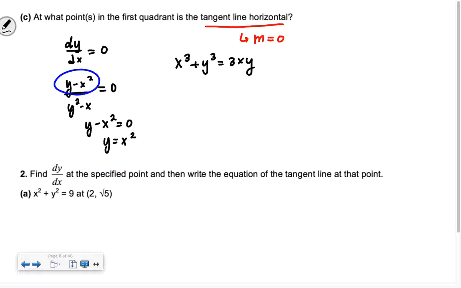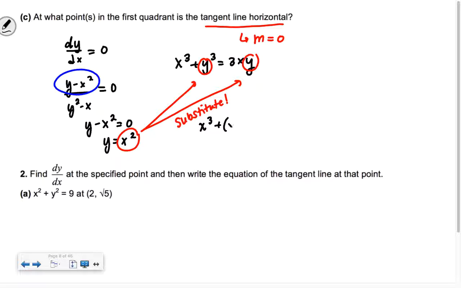And we have a system of equations. We have an equation with x and y and an equation with x and y. So we are able to solve for it. So we're going to replace our y with x squared. So I'm substituting in. When I do that, I get x cubed plus x squared cubed equals 3x times x squared. So I get x cubed plus x to the 6th equals 3x cubed. Subtract over, so I get x to the 6th minus 2x cubed equals 0.